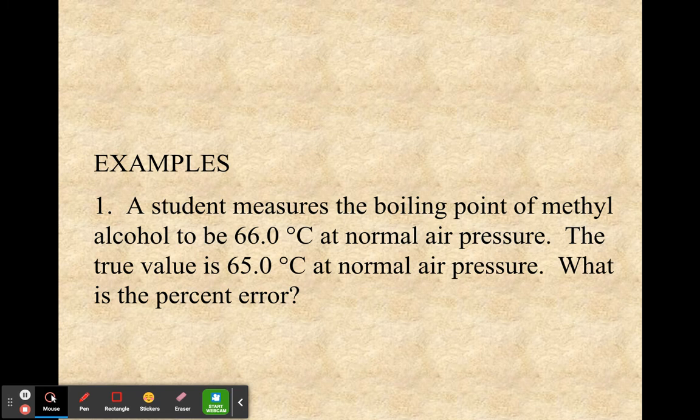Example. So a student measures the boiling point of methyl alcohol to be 66.0 degrees Celsius at normal air pressure. The true value is 65.0 degrees Celsius at normal air pressure. What is the percent error? So we're going to go over how to do this in just a second after we get this written down.